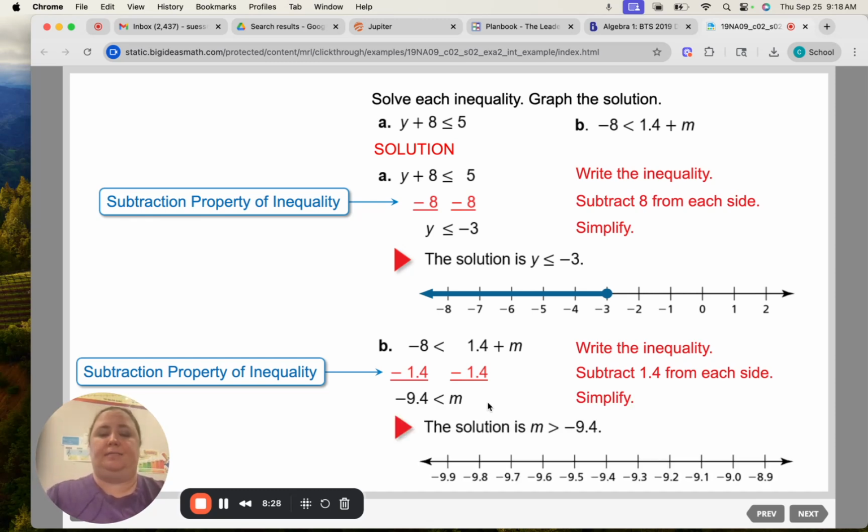Draw your number line. Again, just a 0 and a 9.4 is fine as long as it's on the correct side of the 0, because it's a -9.4. So where am I putting my dot? And is it open or closed? Open. Open circle. And which way am I shading? Right, because it's greater than. Because m is greater than.